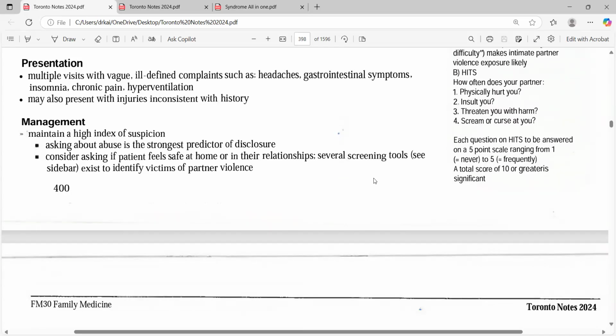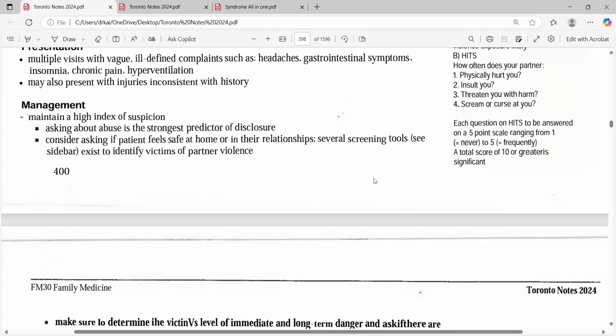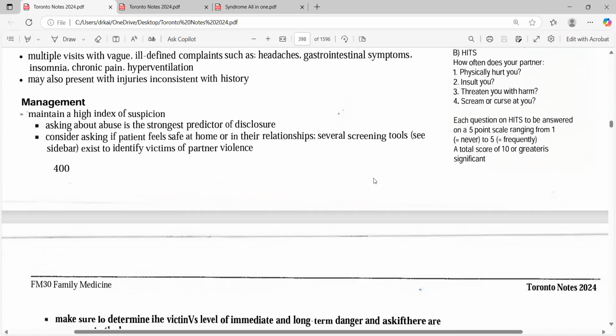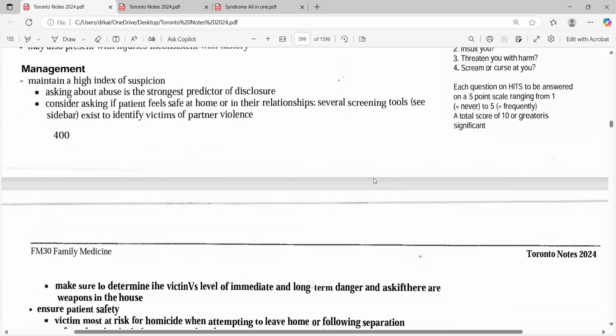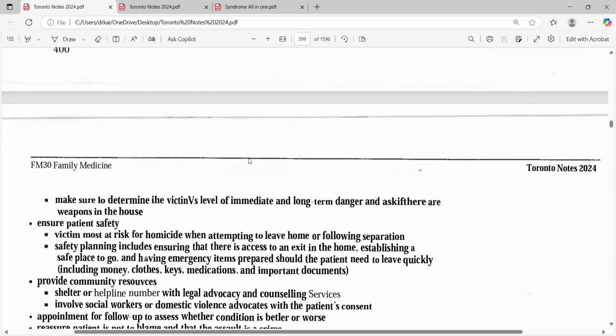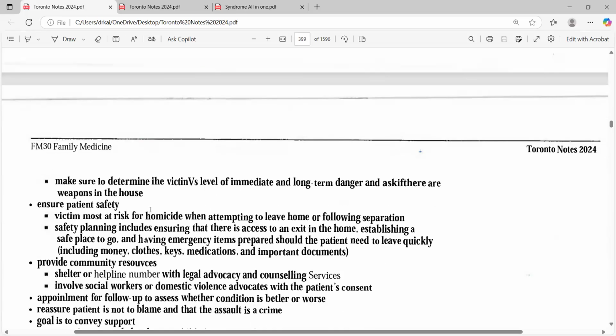Then maintain an index of suspicion, as a history of abuse is the strongest predictor. You have to talk about the patient's safety: does the patient feel safe at home, and if any children are involved, you have to talk about the children. Make sure to determine the victim's level of immediate or long-term danger. How is it when they go home, and what is their access to weapons? Then ensure safety. Victims are most at risk of homicide when attempting to leave or following separation. When they talk about separation, they get even more abuse.